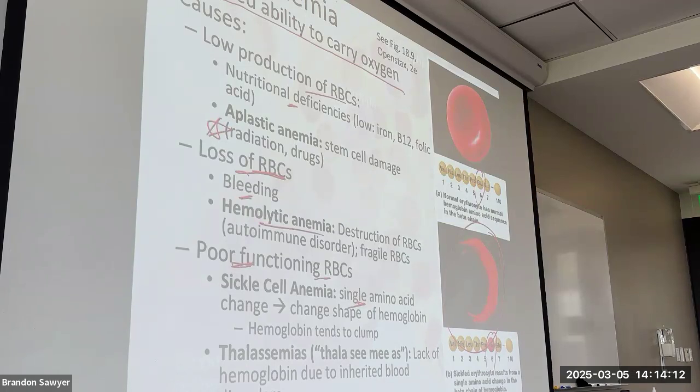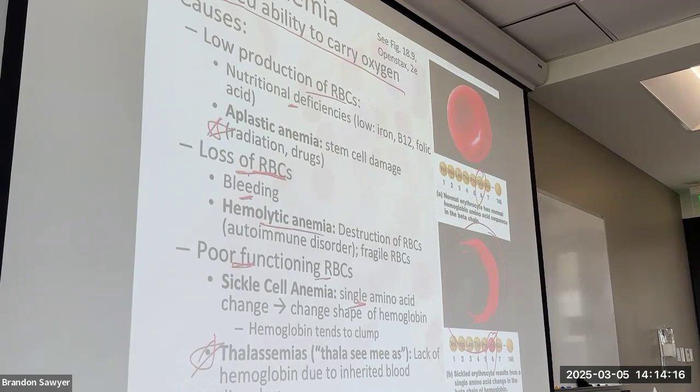And then thalassemias is this whole group of inherited blood disorders that some of them can affect your hemoglobin production as well, or your hemoglobin functioning.